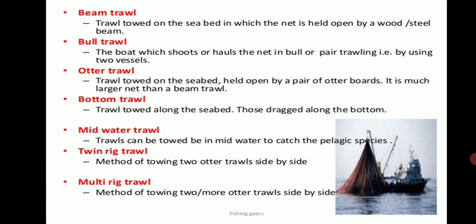Beam trawl: trawl towed on the seabed in which the net is held open by a wood or steel beam. Bull trawl: the boat hauls the net in a bull or pair trawl, that is by using two vessels. Otter trawl: trawl towed on the seabed held open by a pair of otter boards. It is a much larger net than the beam trawl.